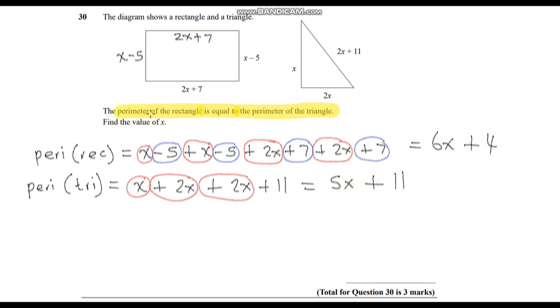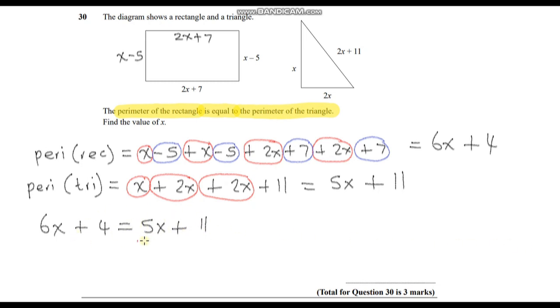And now here it says the perimeter of the rectangle is equal to the perimeter of the triangle. So these two things must be equal. So we can write an equation to set them equal to one another. So 6x plus 4 must be equal to 5x plus 11. And now we can just solve this equation.